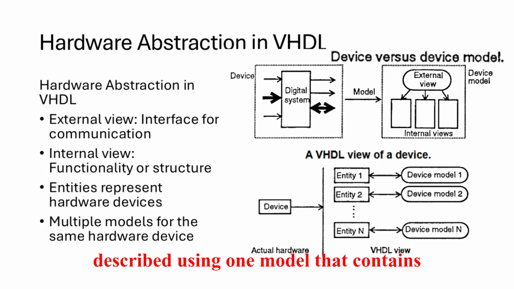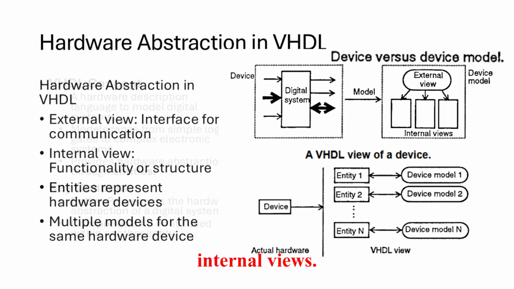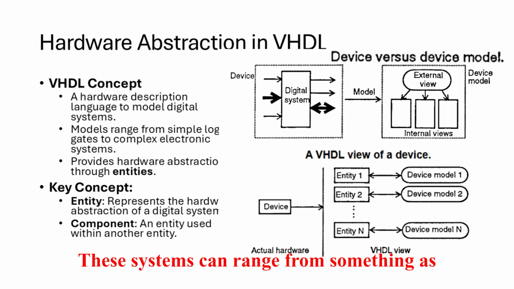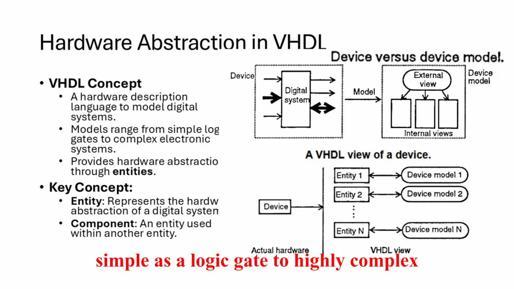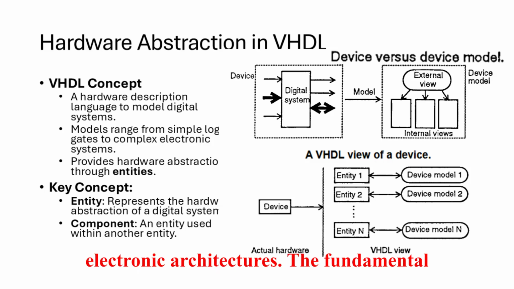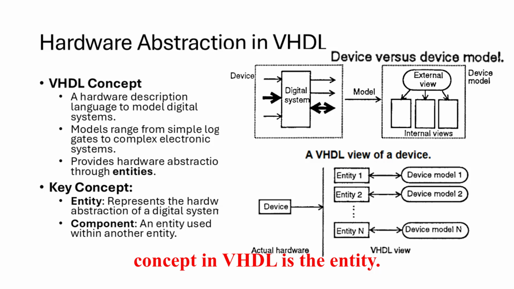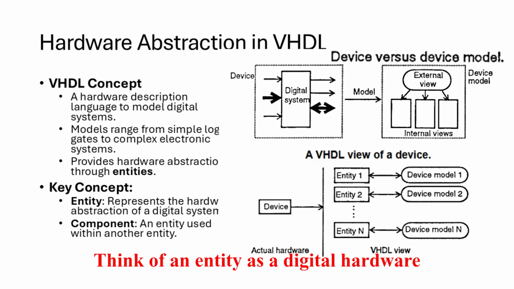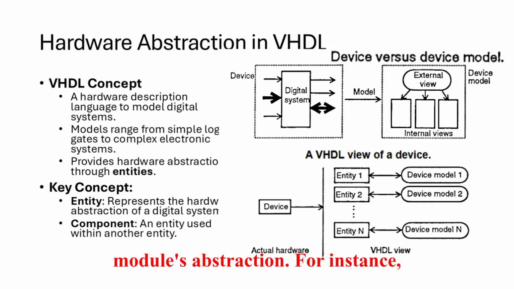Each entity is described using one model that contains one external view and one or more internal views. These systems can range from something as simple as a logic gate to highly complex electronic architectures. The fundamental concept in VHDL is the entity. Think of an entity as a digital hardware module's abstraction.